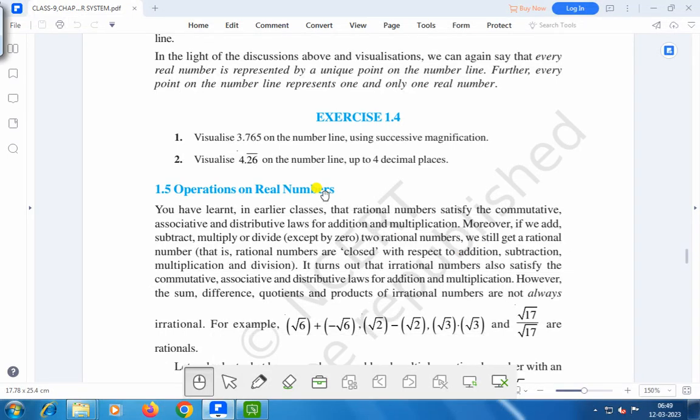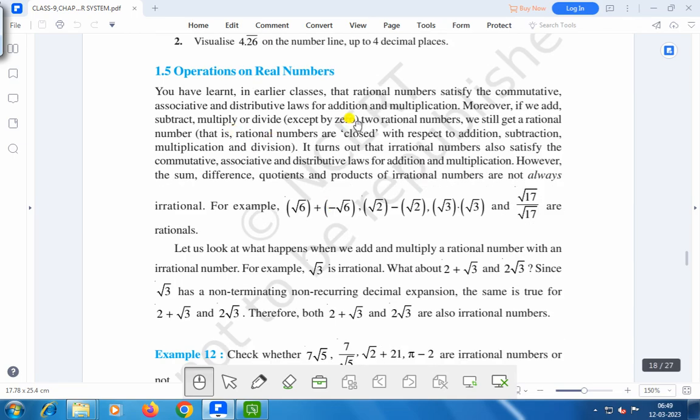Hello everyone. Today we'll discuss operations on real numbers. We learned in earlier classes that rational numbers satisfy the commutative, associative, and distributive laws for addition and multiplication. Moreover, if we add, subtract, multiply, or divide (except by 0) two rational numbers, we still get a rational number. That is, the rational numbers are closed with respect to addition, subtraction, multiplication, and division.